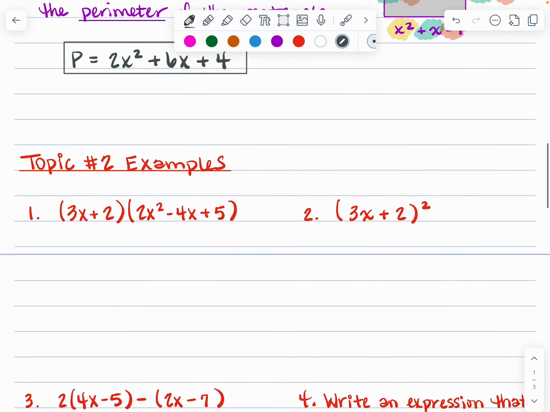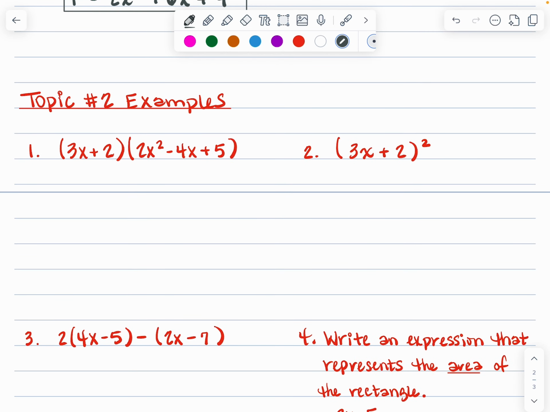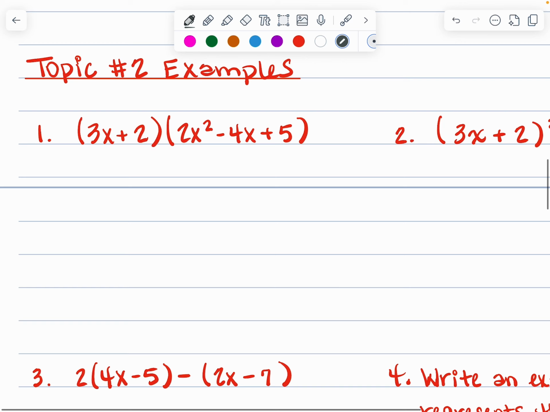All right, now topic number 2 is multiplying polynomials. So remember in class we talked about 2 different ways you can handle this. When you're multiplying, right, that means every term has to get multiplied to every other term in the other parenthesis. So you can either double distribute or distribute as many times as you need to.